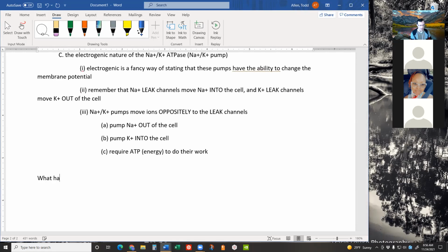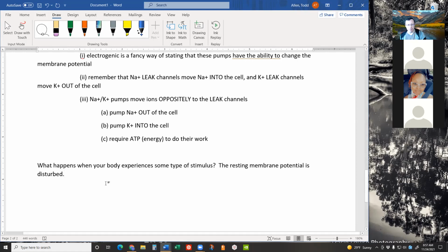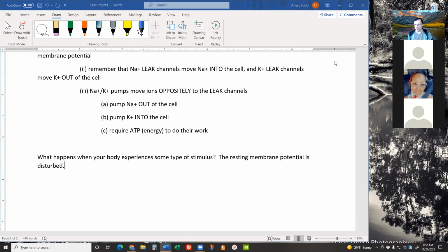So here's a big question. What happens when your body experiences some type of stimulus? The quick answer is the resting membrane potential is disturbed. And so this is going to happen in two stages in terms of our abilities to be aware of what's happening to our bodies.